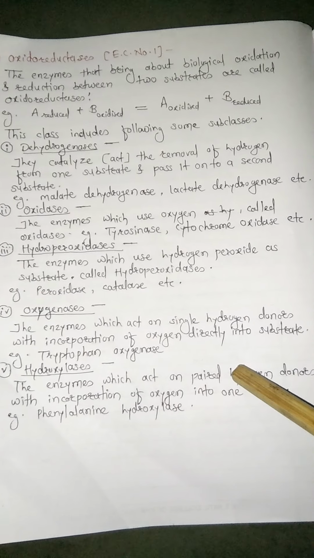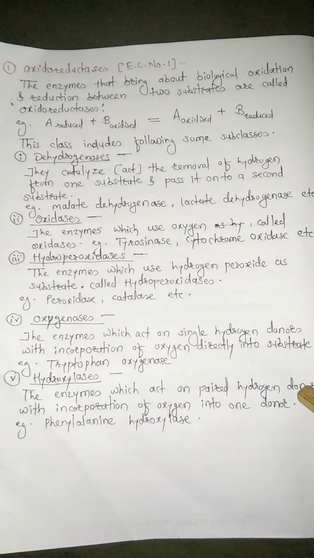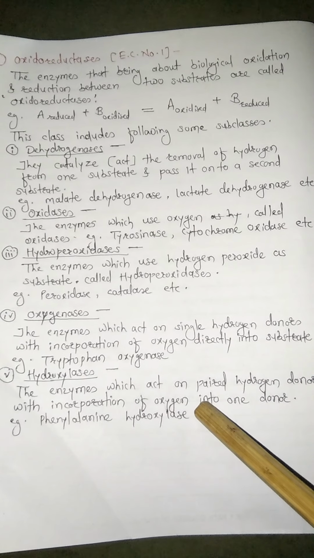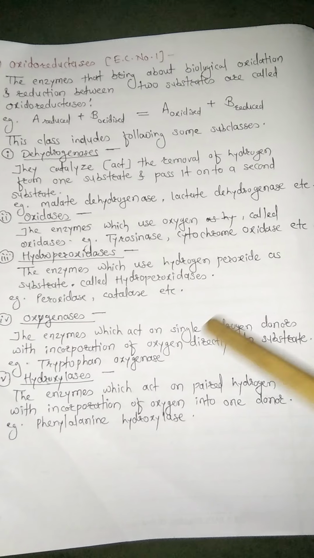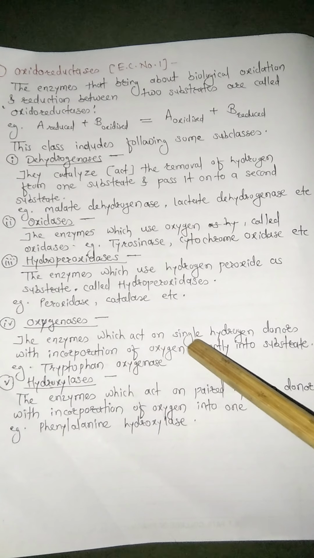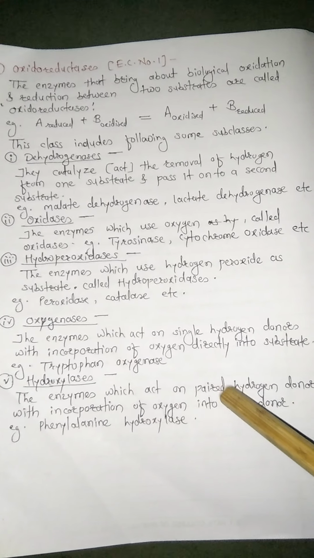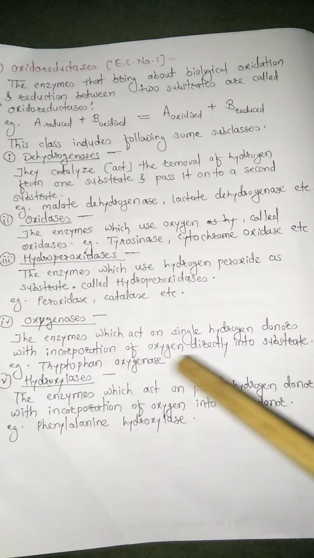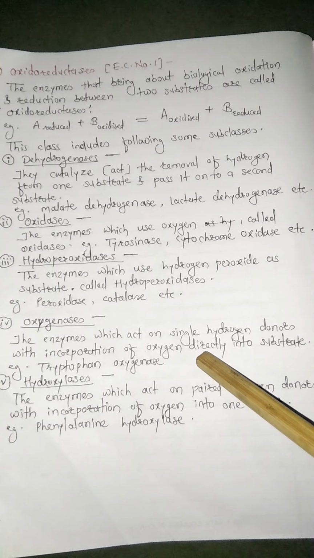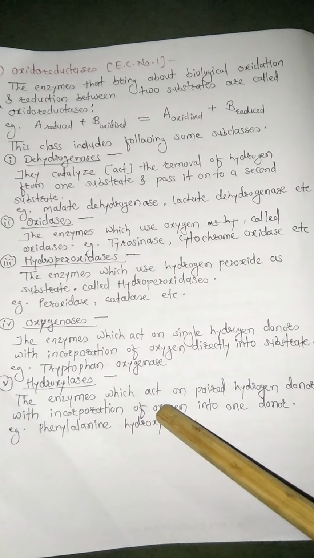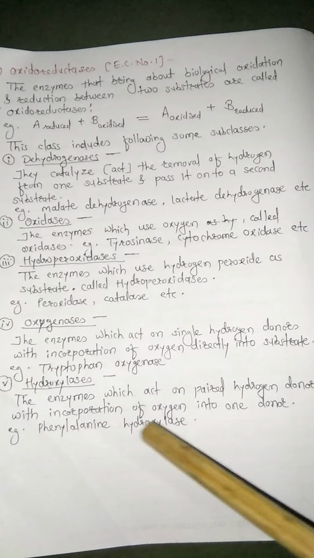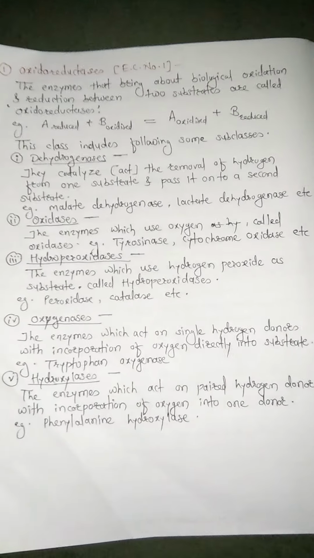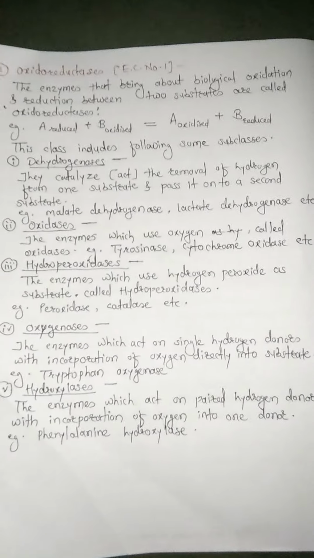Hydroxylases: here the enzymes act on a pair of hydrogen donors with the incorporation of oxygen into one donor. So compare these two. Oxygenase: enzymes act on a single hydrogen donor. Hydroxylases: enzymes act on a pair of hydrogen donors. In oxygenase, there is incorporation of oxygen directly into the substrate. In hydroxylases, incorporation of oxygen into one donor. Example, phenylalanine hydroxylase. So these are the five subclasses of the first class, the oxidoreductase.